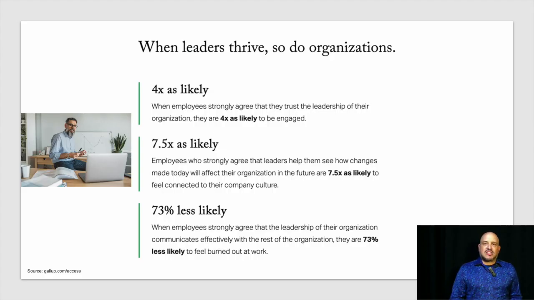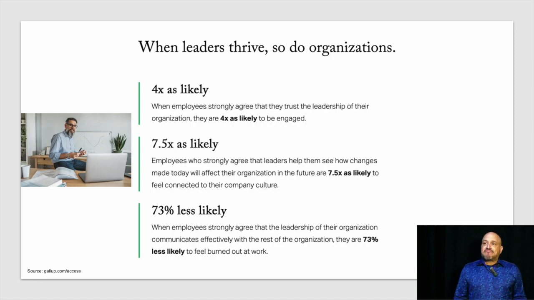Think about these statistics. When employees strongly agree that they trust the leadership of their organization, they're 4 times as likely to be engaged. Think about how powerful this is. Trust will overcome many of those myths and stereotype assumptions that you have if it's present in the organization.